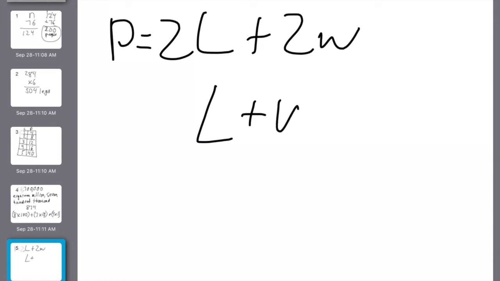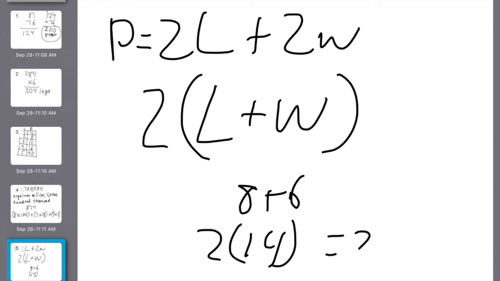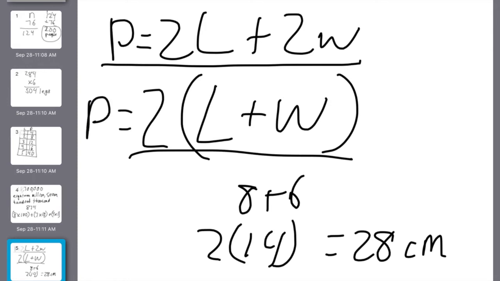You take the length, you add it to the width, boom, put that together, and then take your answer times 2. So 8 plus 6 is 14, and 14 times 2 equals 28. The label would be centimeters when they ask us what would the perimeter of that rectangle actually be. So formula. Many times the formula is written like that. This is a little bit of a shortcut to it. Then that's using that to get the answer.